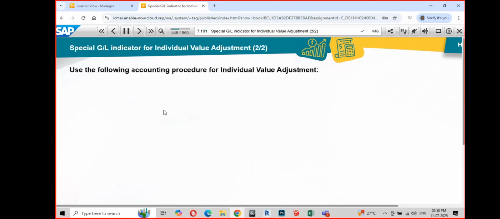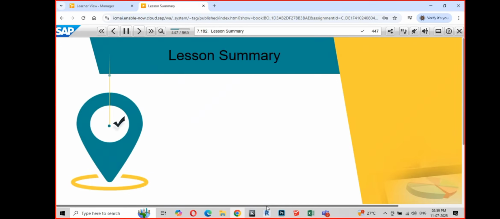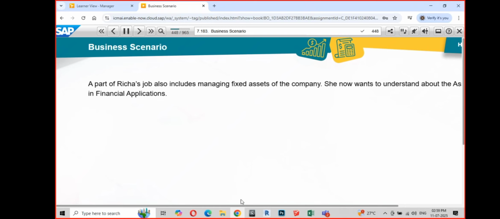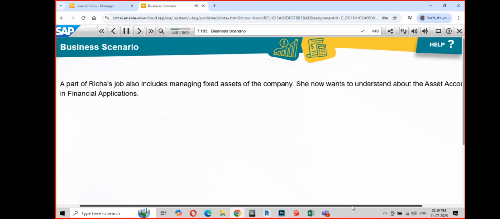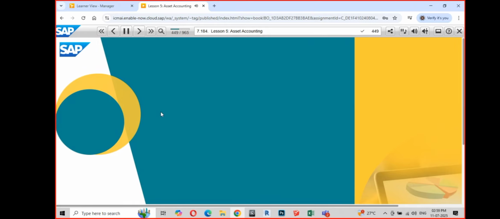Can you see the special GL indicator? Special GL. What is our next topic? Let me just check one second. Lesson summary. So what have we understood from AR and AP? So there was just a video which I skipped. Oh, wonderful.